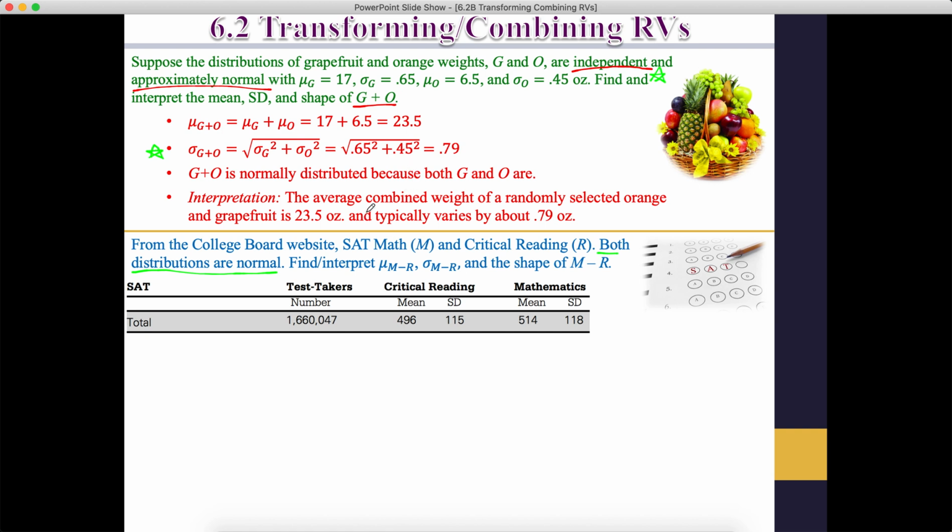Back to grapefruits and oranges, sorry. I told you this would be sloppy. The average combined weight of a randomly selected orange and grapefruit is 23.5 ounces and typically varies by about 0.79 ounces. All right, back to SATs.